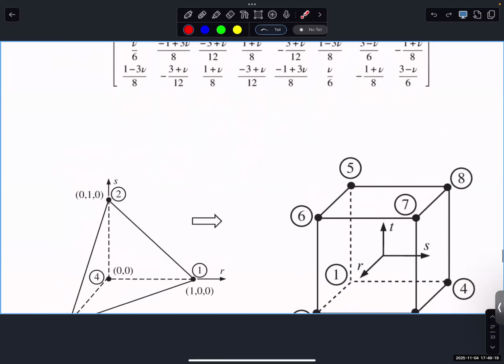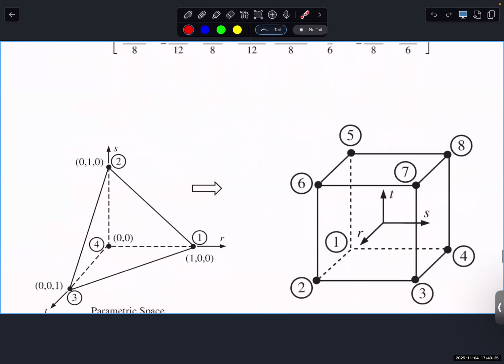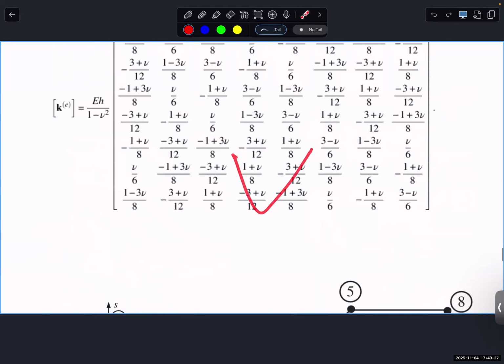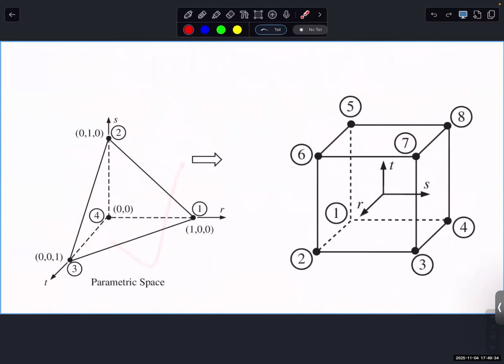Now let's move to the tetrahedral element. You can just imagine how complicated it is. This is for one single element. 8 by 8 is for a 4-node rectangular element in 2D space. For this one, it has 4 nodes, and each node can move in X, Y, Z. So the stiffness matrix for this single element is 12 by 12.